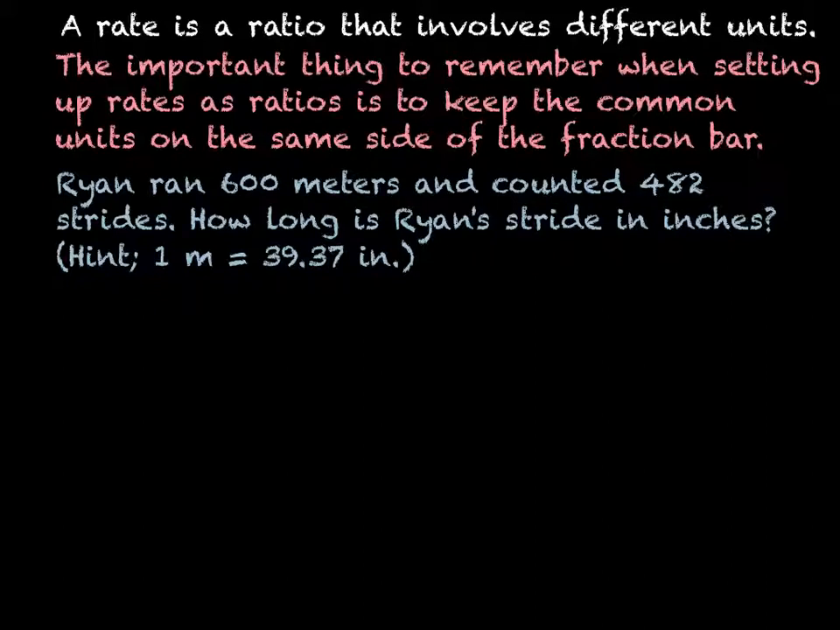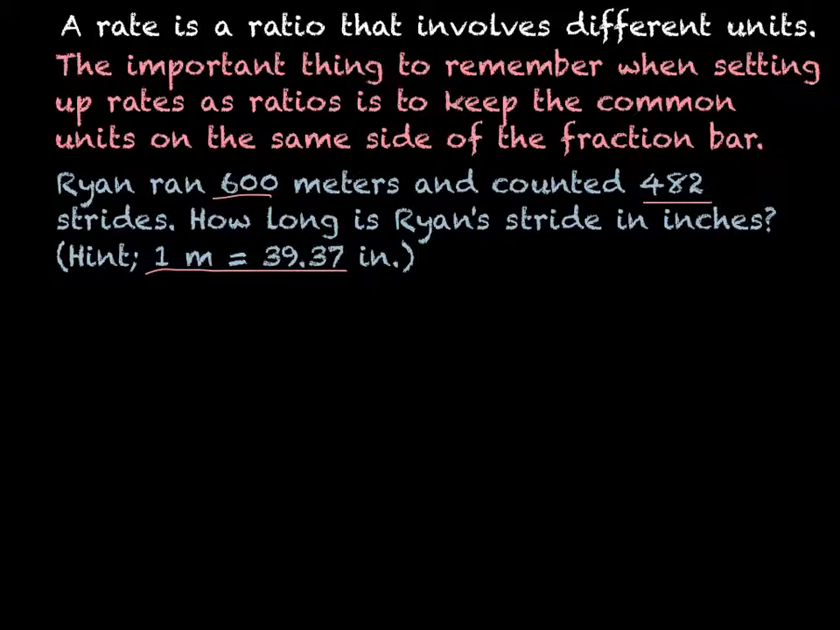A rate is also a ratio that just involves different units. The important thing to remember when setting up a rate as a ratio is to keep the common units on the same side of the fraction bar. So if I were to solve this next problem, Ryan ran 600 meters and counted 482 strides. How long is Ryan's stride in inches? And we have a hint, 1 meter is equal to about 39.37 inches.